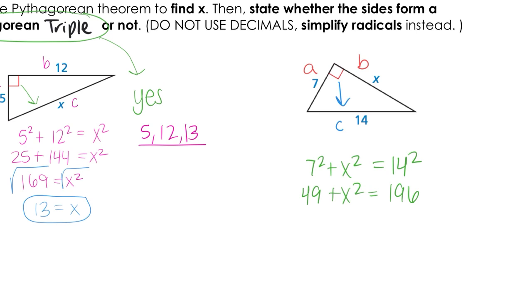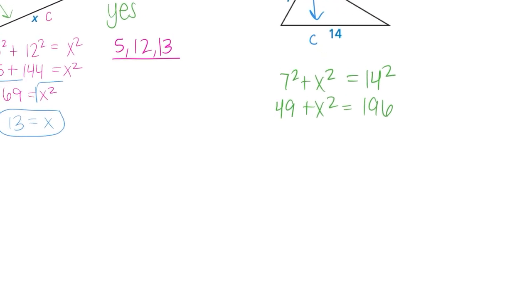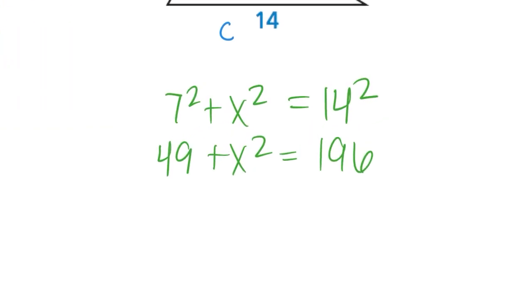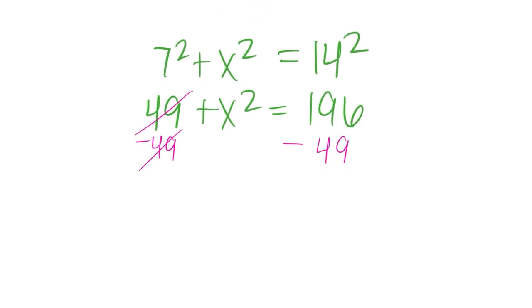Because of the setup here, we are going to have to subtract from both sides. So we're going to do that: minus 49, minus 49. When we do that, we end up with 147. So x squared equals 147. And then we're going to go ahead and square root both sides.